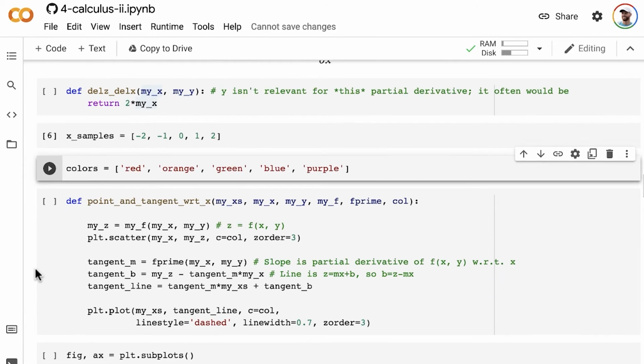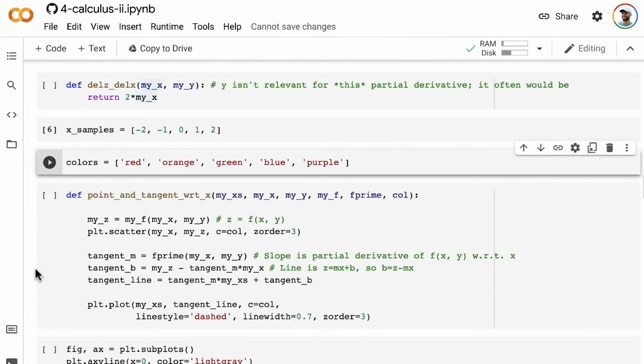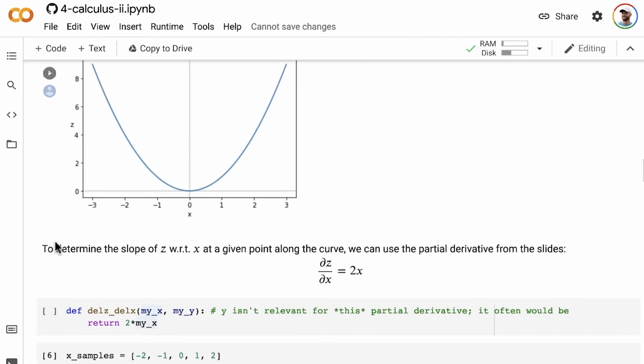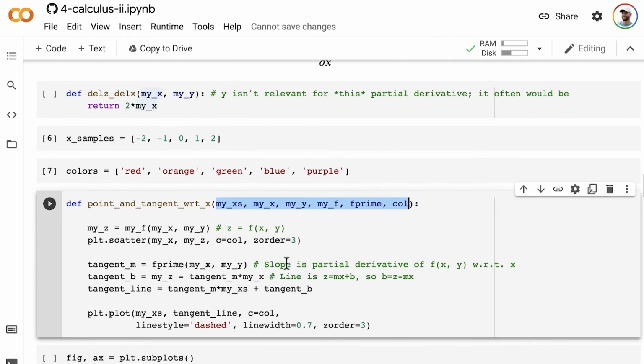All right, now here's an interesting custom function that I call point and tangent with respect to x. So we feed in quite a few different variables, and then this outputs for us a specific point and tangent line to our curve here based on any specific x value that we provide to the function.